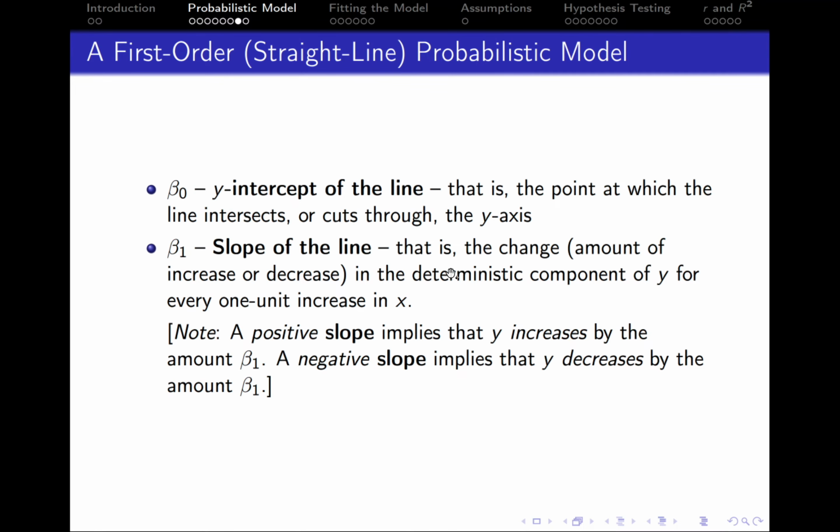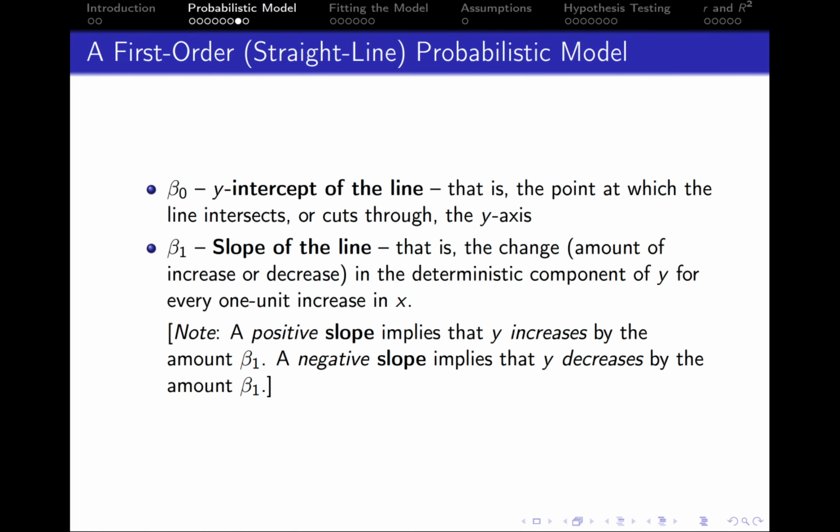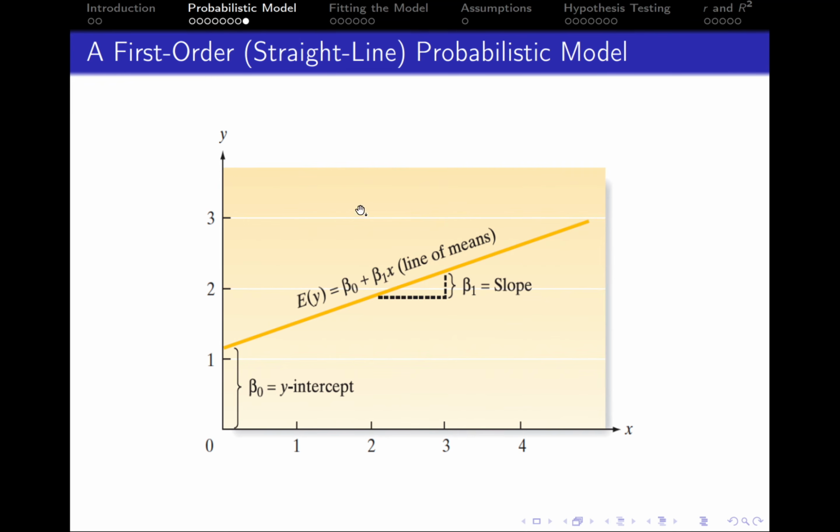As for beta 0 and beta 1, beta 0 is the y-intercept of the line, the point at which the line intersects or cuts through the y-axis. Since the mean value of epsilon is always 0, when x is equal to 0, y will be equal to beta 0. This will be the point of intersection with the y-axis. I will show you the graph in a second. Actually, I can show it to you now. So here is the point of intersection, and the value here is equal to beta 0.